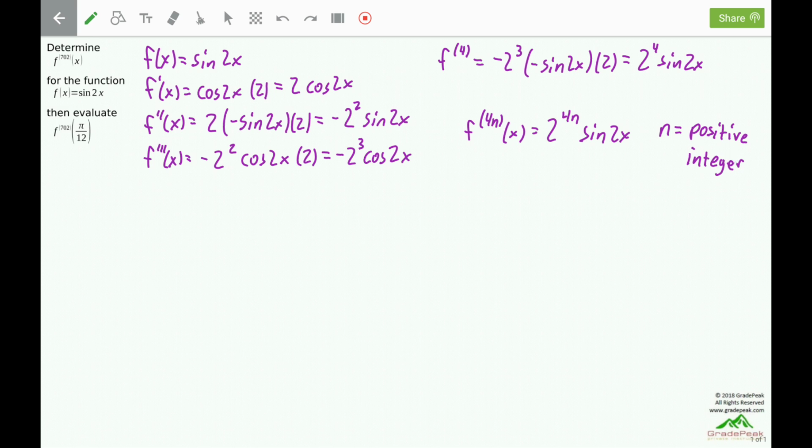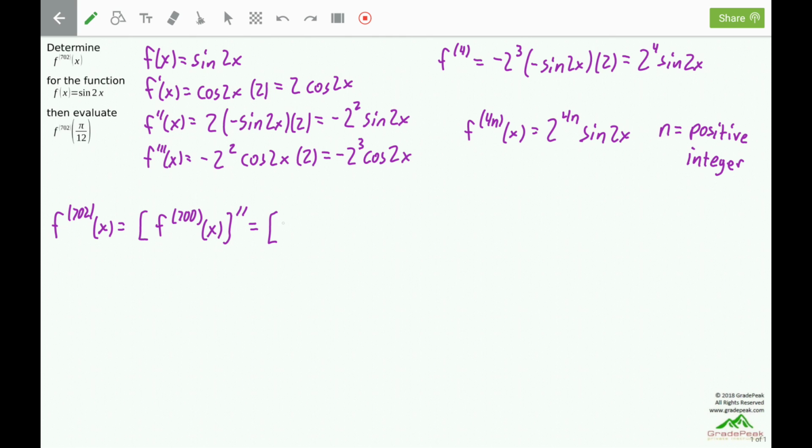Now what we want for our problem is the 702nd derivative of x. Well, 702 is not divisible by 4, however 700 is. And so what we can do is write this as the 700 derivative in square brackets and then take 2 more derivatives with 2 primes. By the 700 derivative being divisible by 4, we can make use of the pattern.